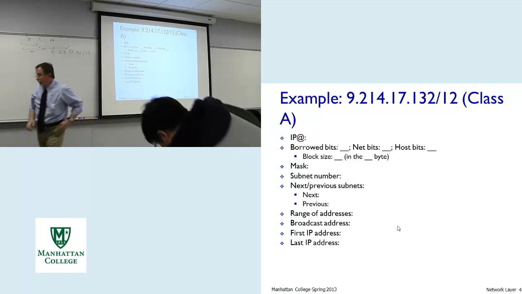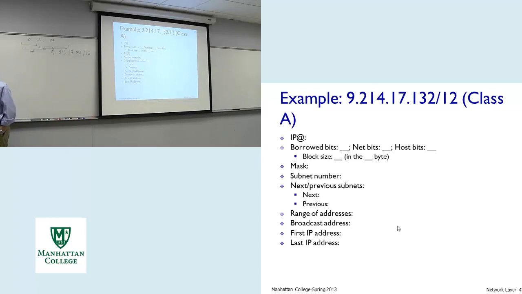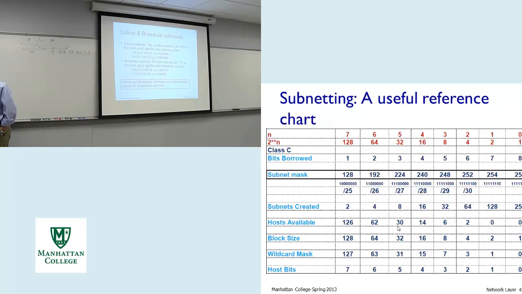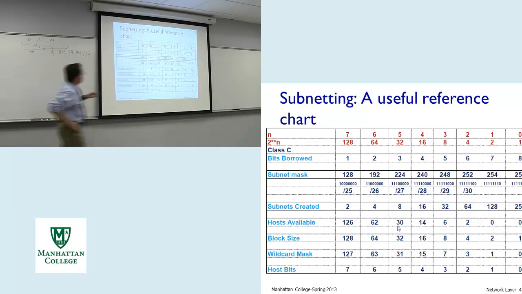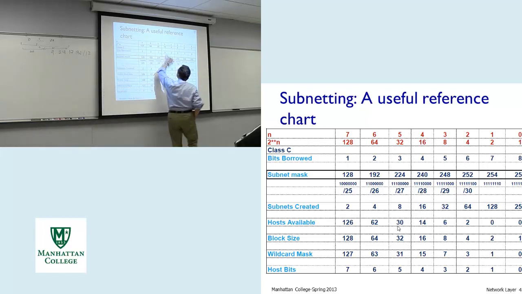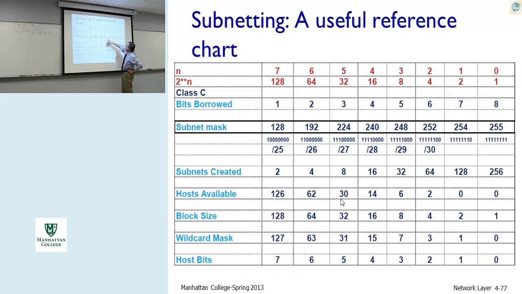The best way to have it is to look at this table that we have. We have borrowed 4 bits. First of all, the mask on that fourth bit will be 240. And the block size, you are an engineer, 2 to the 4 is what? 16, and that is the block size, 16. The number we have to remember is 240.